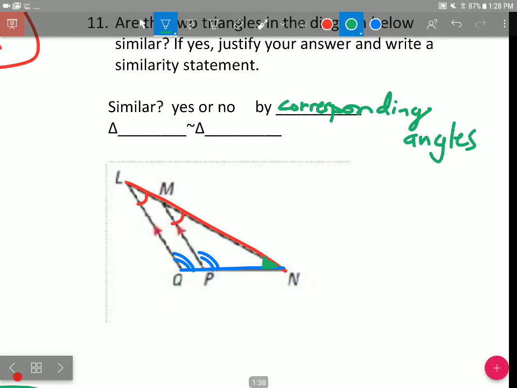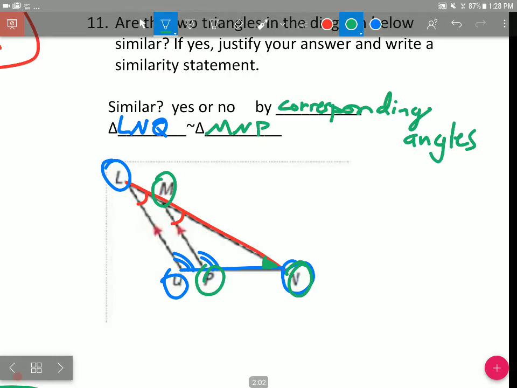And remember, we have to put these in order. So if I go L, N, Q, I have to follow the correct ones that go with it. L goes with the M, N goes with the N, and Q goes with the P. Now, you could do those any way you want.